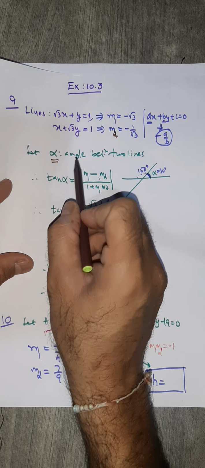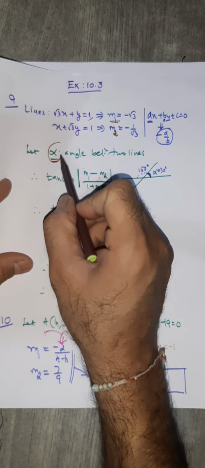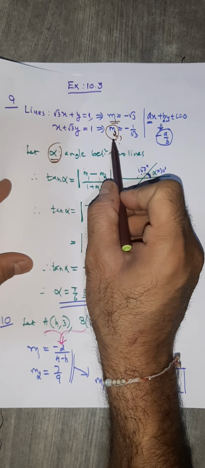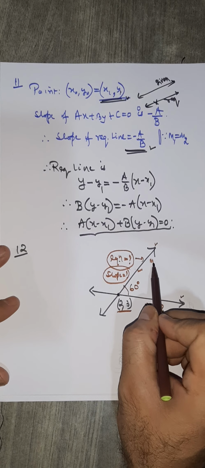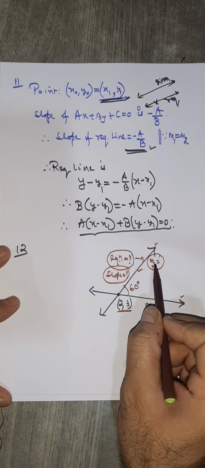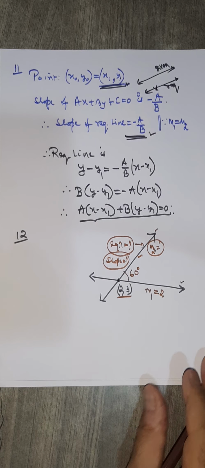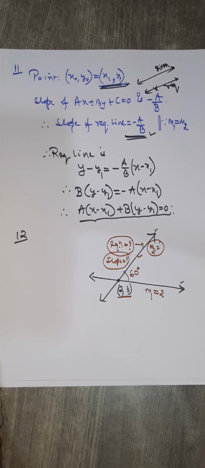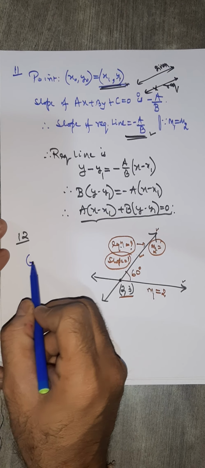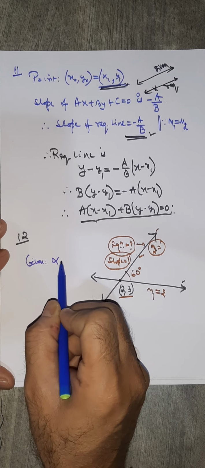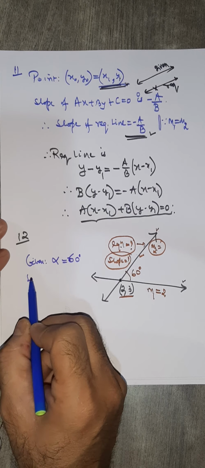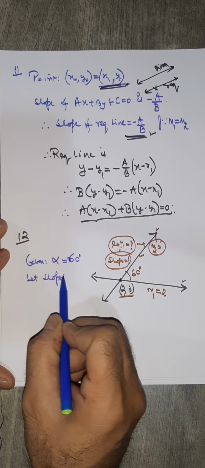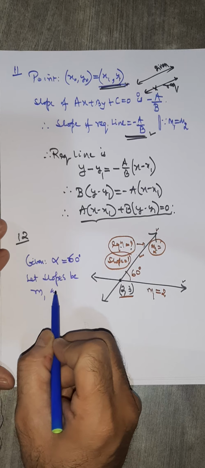So you'll get m2. You are given one slope and the angle, and you want to get this. Once I get m2, the slope of the other line, I'll have slope, I have point, so I can get the equation of the other line. That's all in all about the solution. Okay, so let's try it here. You are given, as per our notation, alpha equals 60 degrees.